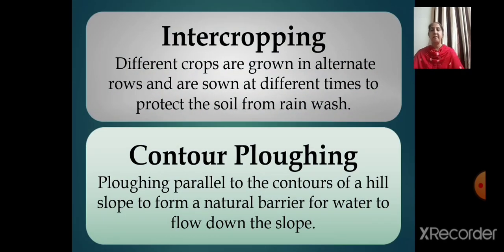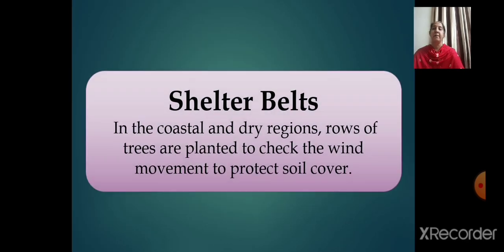Then the next topic is intercropping. See, different crops are grown in alternate rows and are sown at different times to protect the soil from rain wash. Then contour plowing. It means plowing is done parallel to the contours of a hill slope to form a natural barrier for water, so that the water does not flow down the slope. Then the next is shelter belts. In coastal and dry regions, rows of trees are planted to check the wind movement and protect the soil cover.